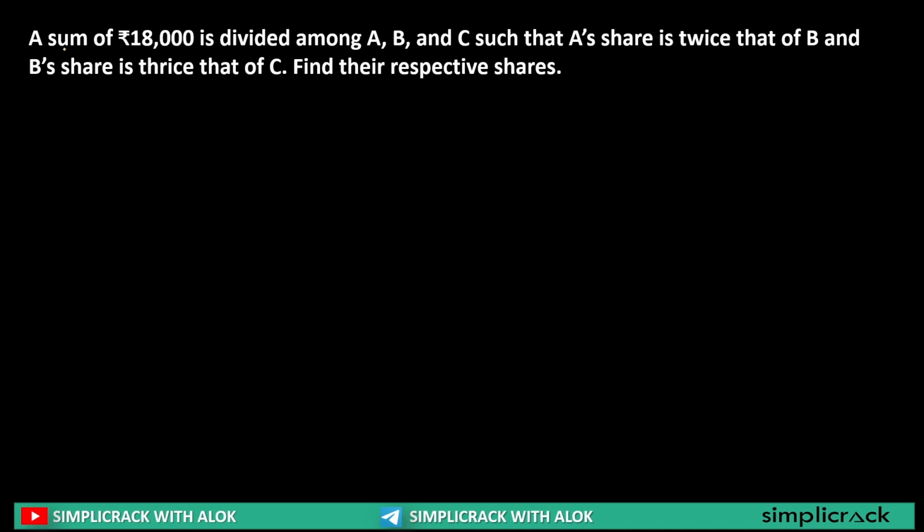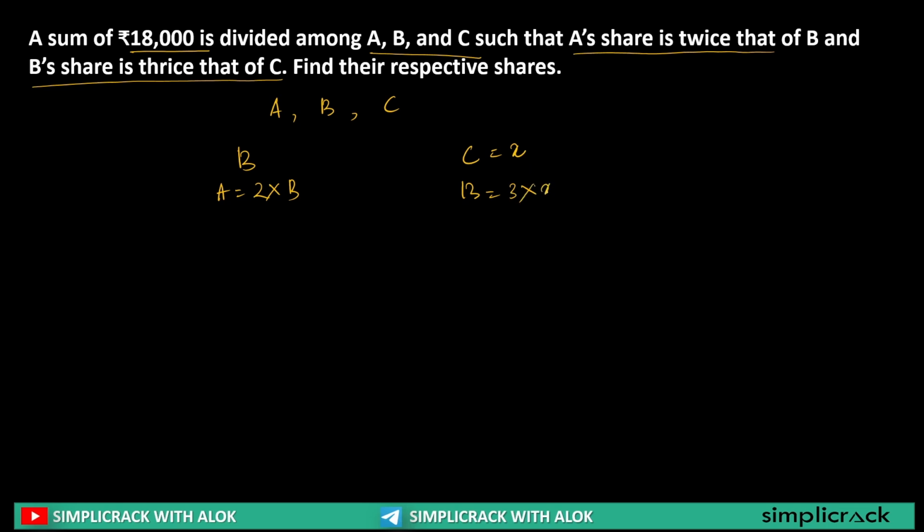So in this question it has written, sir, a sum of 18,000 is divided among A, B, C. So how many persons are there? A, B and C. Sir, A's share is twice that of B. So whatever share is of B, A will get twice of B. And B's share is thrice that of C. So if C has x amount, B will get 3 times x, that is 3x. Now what will A get? 2 times of B. So if B is getting 3x, A will get 2 into 3x, that is 6x.